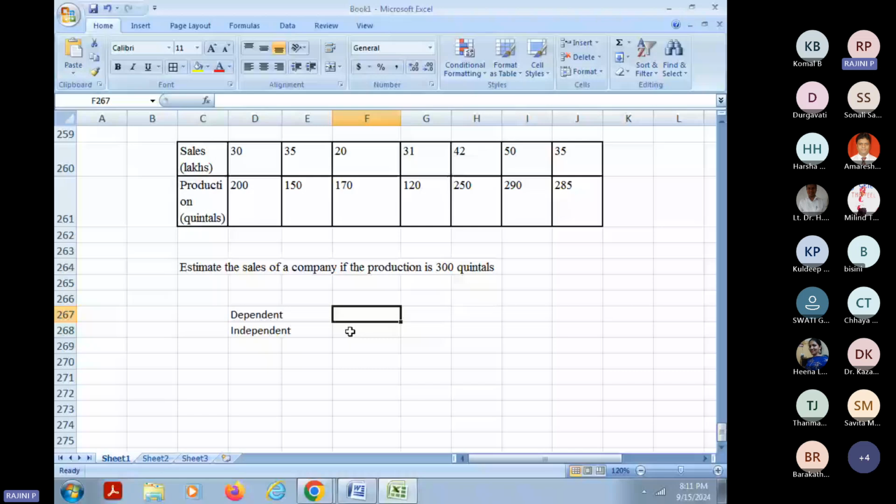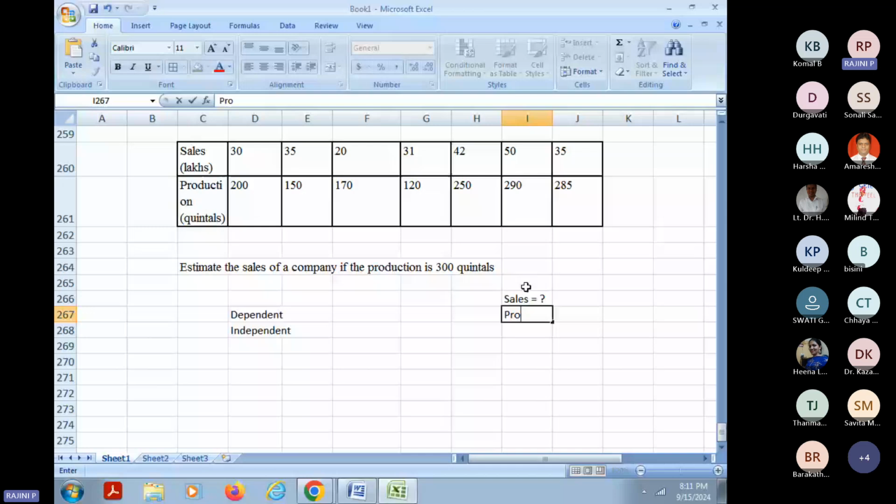Here, what do you require to find? They are asking sales is equal to what, based on what? Production is equal to 300. That means based on the production, you are finding the sales. The variable you require to find is the dependent variable. The variable you are finding it based on is the independent variable. Production is the independent variable. Clear, everyone? You need to check the question very carefully to see what they are asking you to do.